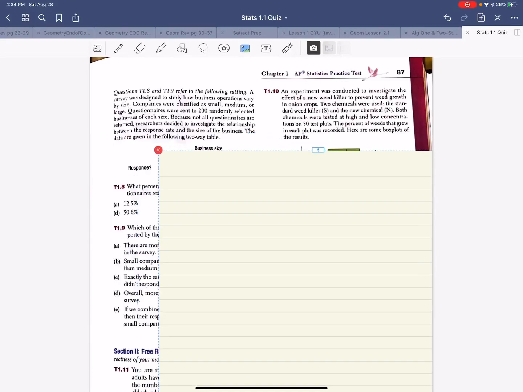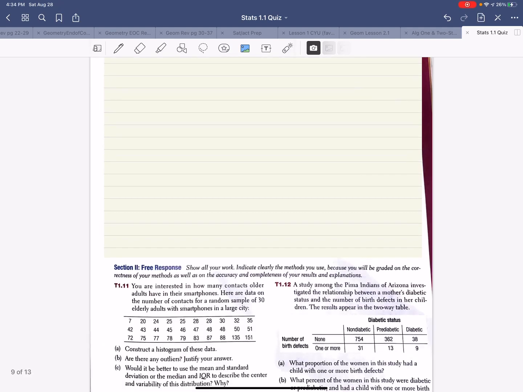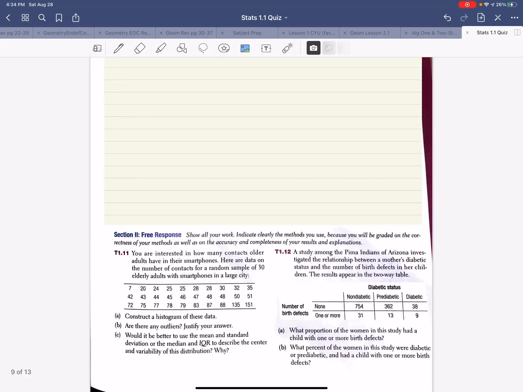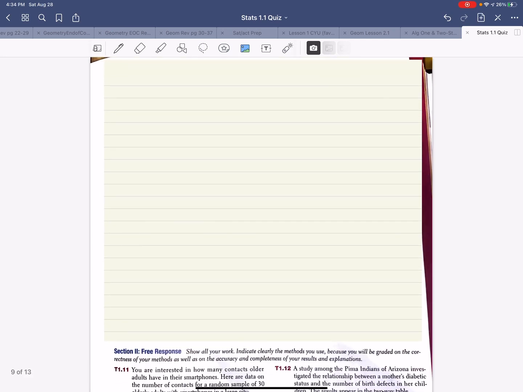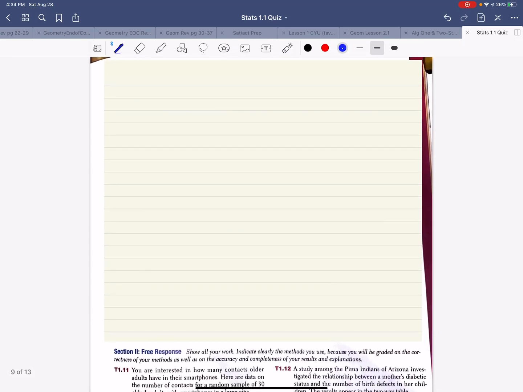Hey guys, welcome back. We are on page 87 and we're going to do the free response. So you should be comfortable with 2 of the 4. And I'm going to do the first one here. Now I've just put some paper over here so I can write on it, because you should be doing these problems on a separate sheet of paper.